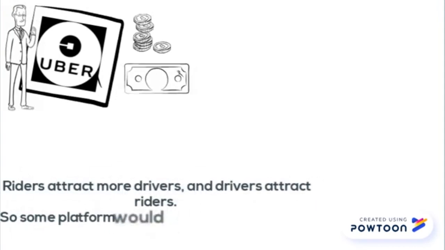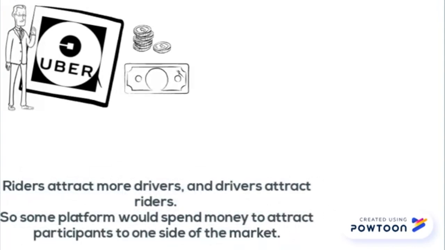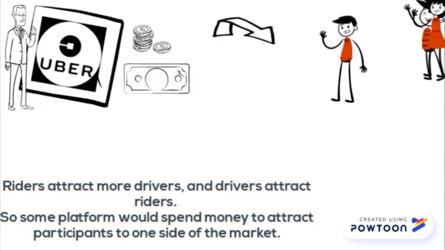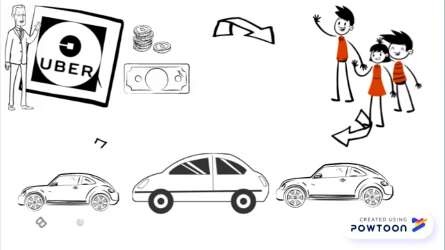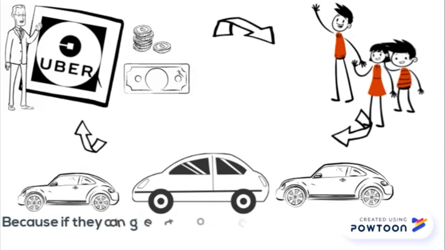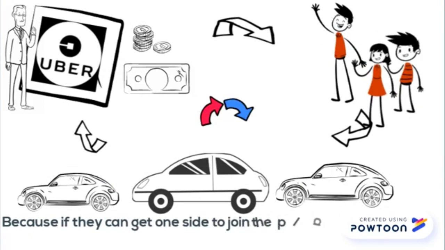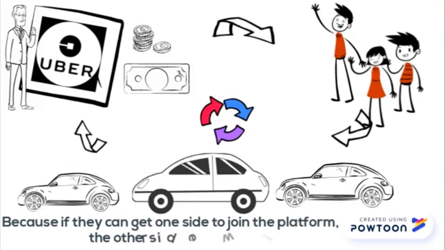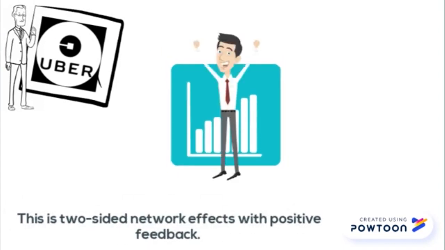Next is two-sided network effects. In Uber's example, riders attract more drivers, and drivers attract riders. So some platforms will spend money to attract participants to one side of the market, because if they can get one side to join the platform, the other side will follow. This can increase the value. This is two-sided network effects with positive feedback.